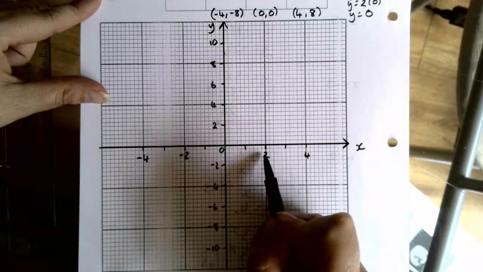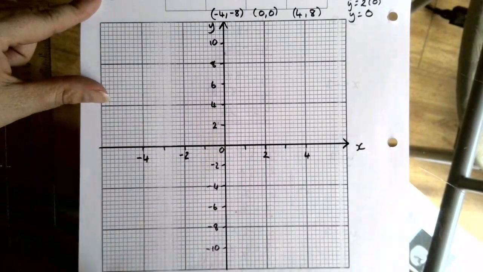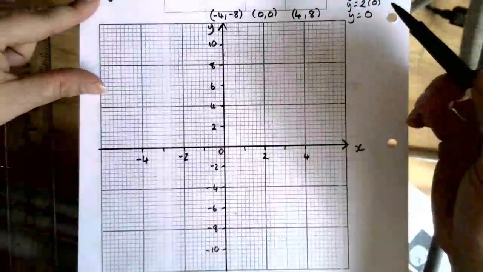Remember, we label our numbers on the wee line. It's not like in the gap like in a bar chart. We'll label it on the line. Okay, let's plot our points.